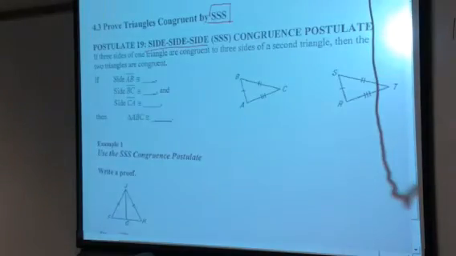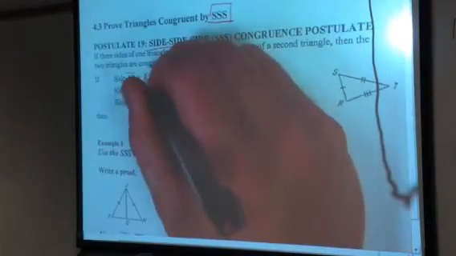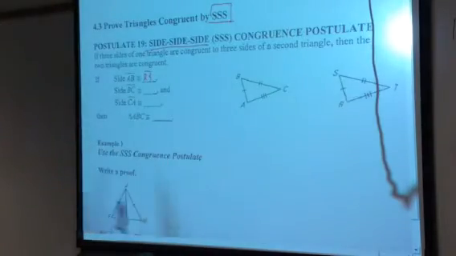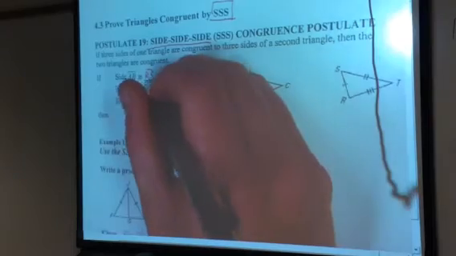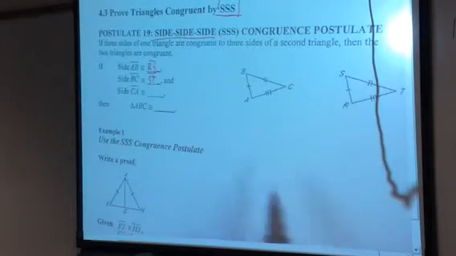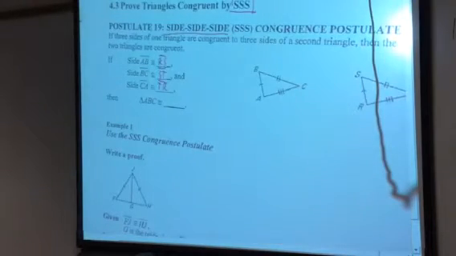And what that is saying, which hopefully is common sense, is that if three sides of one triangle are congruent to three sides of a second triangle, then the triangles are congruent. So if I know that side AB is congruent to the side RS, the side BC is congruent to the side ST, and the side CA is congruent to the side TR, then I know those two triangles are congruent.